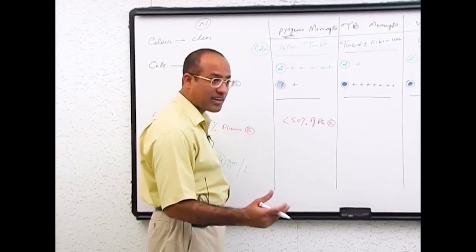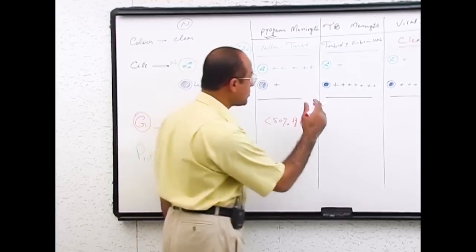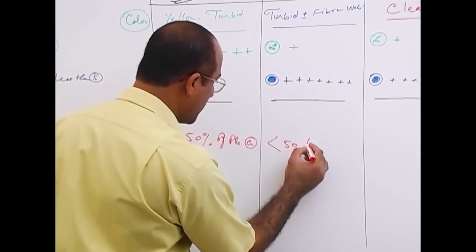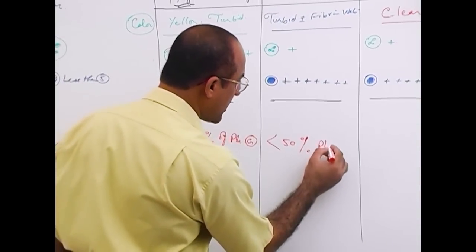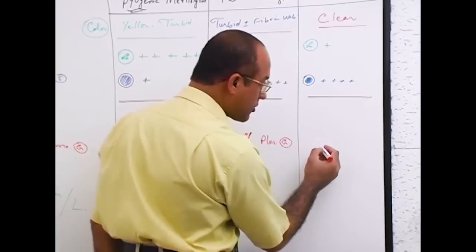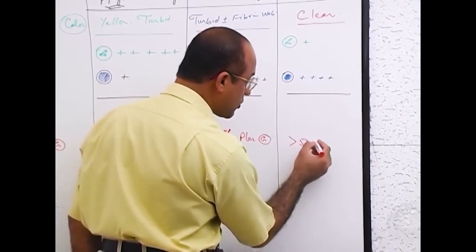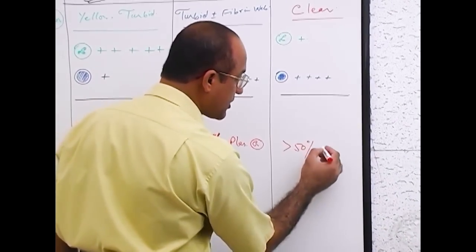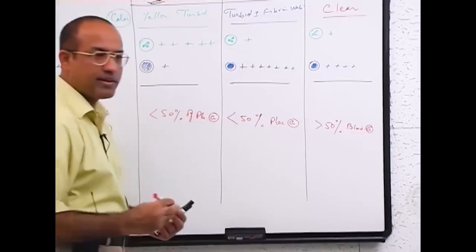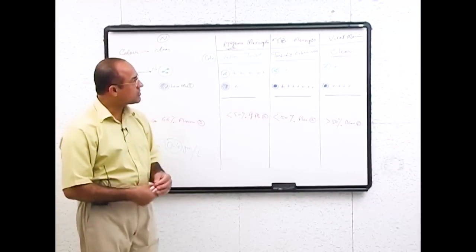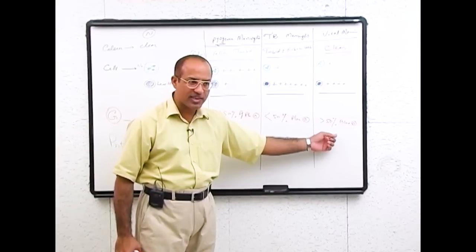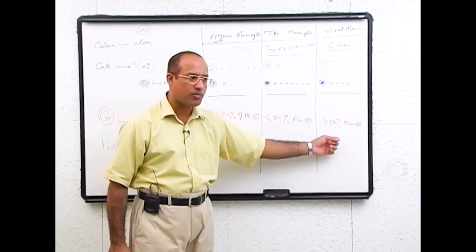Bacteria are usually glycophilic, they love glucose. Pyogenic as well as tuberculosis. So in this case, the glucose level is less than 50% of plasma or blood glucose level. Here, in viral meningitis, CSF glucose level is more than 50% of blood or plasma glucose level. So we can say that in viral meningitis, glucose level in CSF is normal.